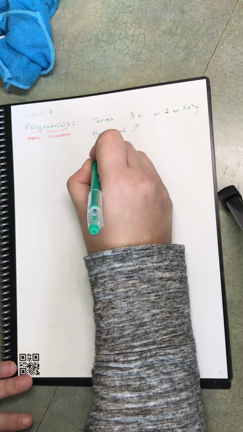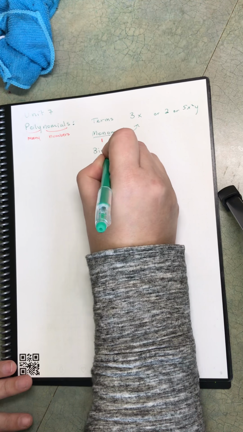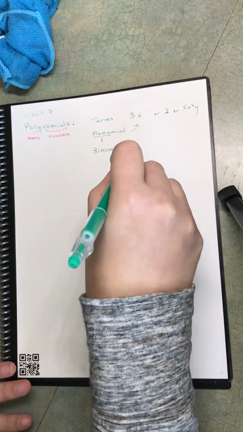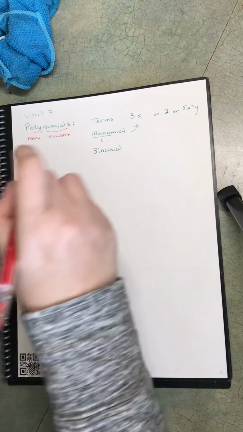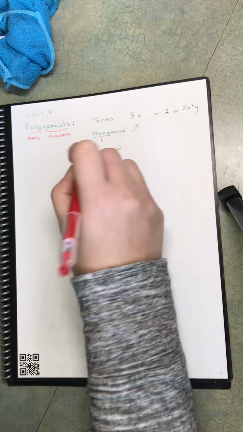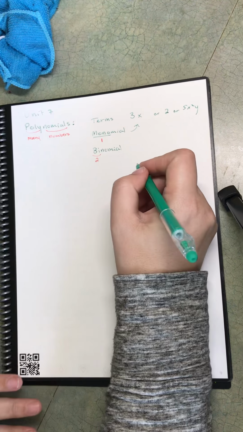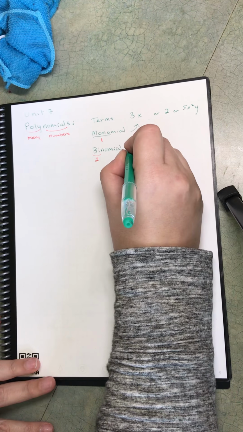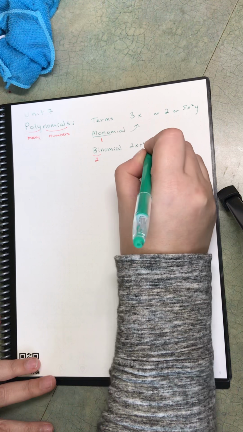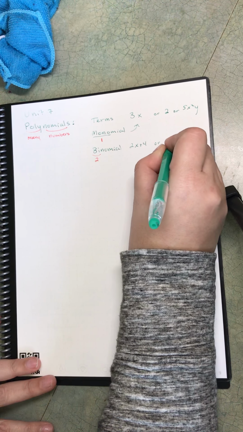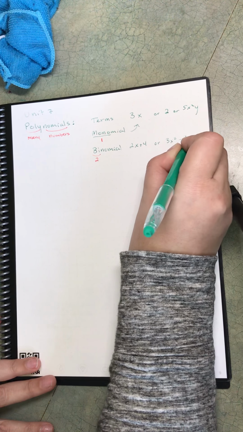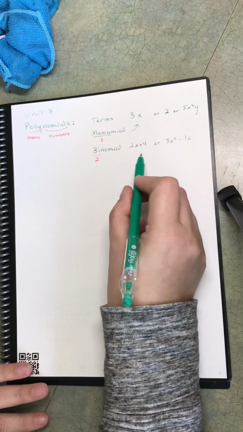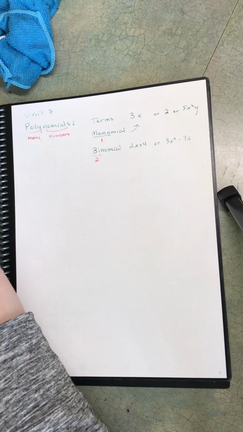Then we have binomials. A binomial, bi like bicycle, meaning two. So a binomial, we have two terms that are added or subtracted, like 2x plus 4, or 3x squared minus 7x. Those will both be examples of binomials.